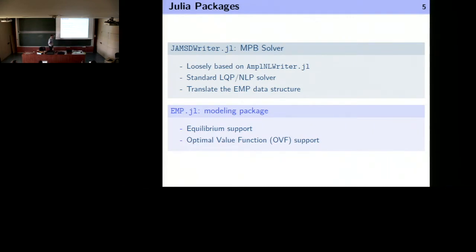And the second package is more about modeling. So how can we do equilibrium in JuMP and what I call optimal value functions. And I'm going to describe a little bit what those 2 items are. But what I want to put some emphasis on is that I would really like to have a clear separation between the 2, because I would like to encourage maybe other people to write solvers for EMP that are not mine. So that's why I try to have a clear distinction between the 2.